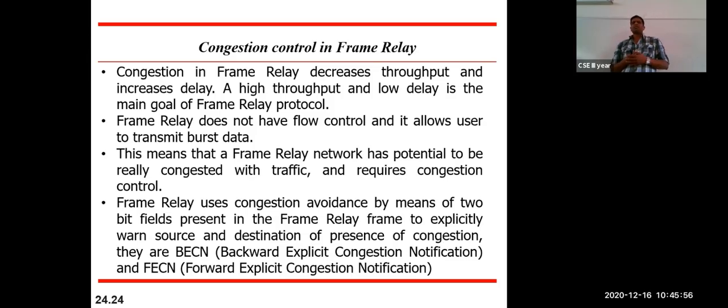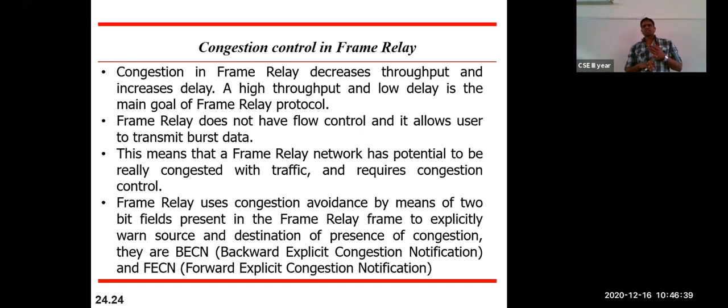The last point: frame relay uses congestion avoidance by means of two bit fields that are present in the frame relay frame. We already knew the PPP frame, the HDLC frame, a normal data link layer frame. Now we are going to look at a new type of frame called the frame relay frame. Though it is not in the syllabus, we'll take an overall look at the frame type. We will concentrate on those important parts of the frame which we need for congestion control. Is it okay? So let us look at a new frame.